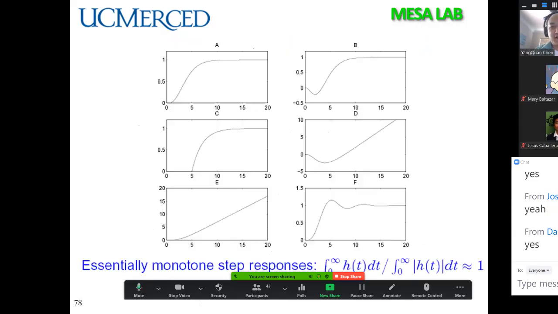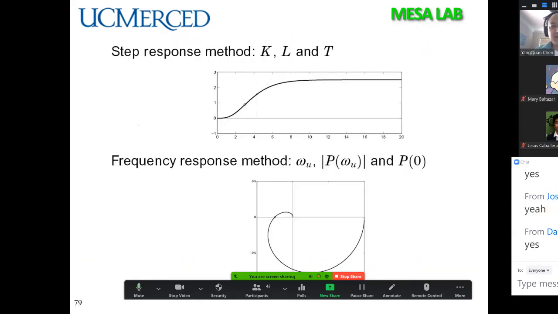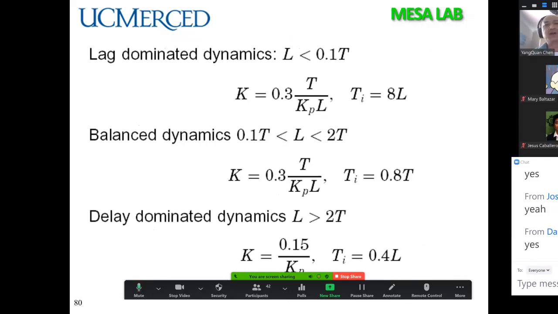And this is called modified tuning rule, depending on K e^(-Ls) / (Ts + 1), that is K, L, T. Depending on L and T, L divided by T is called relative delay. Less than 0.1 is very small delay, you use this equation. Between 0.1 and 2, you use this equation. If it is greater than 2, you use this equation, depending on how dominant your delay is.